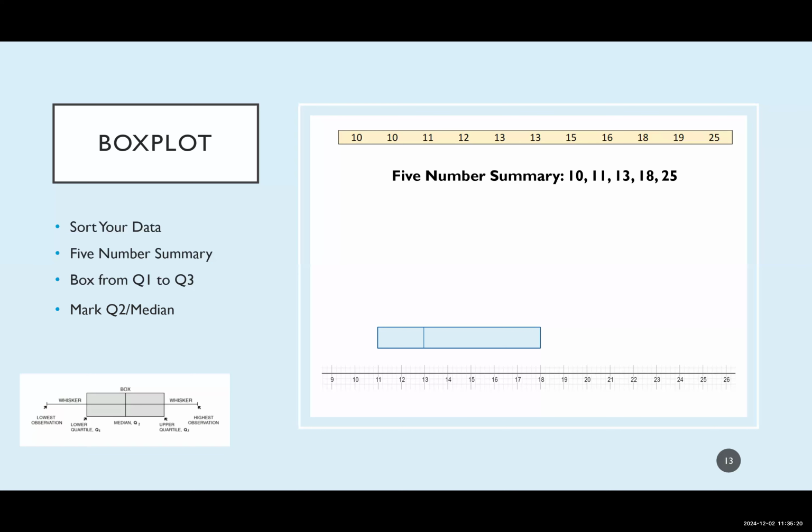So now that we've got Q1, the median, and Q3, we need to draw whiskers left and right to the min and the max. And so we're going to draw left to 10, draw right to 25, and then you give it a little dash. Boop. Et voila. That's your box plot.